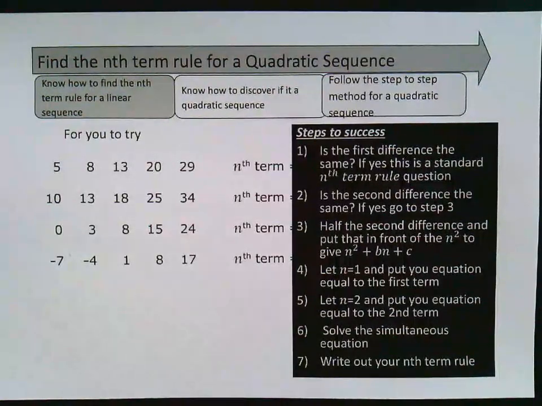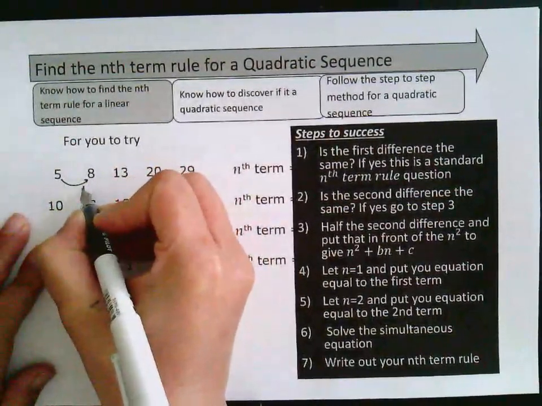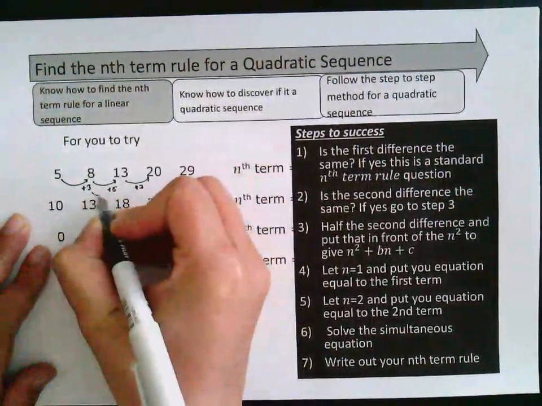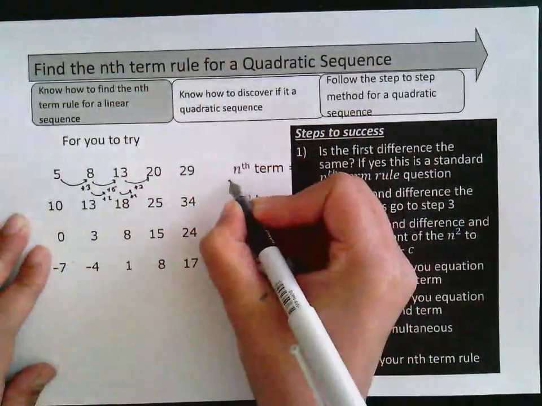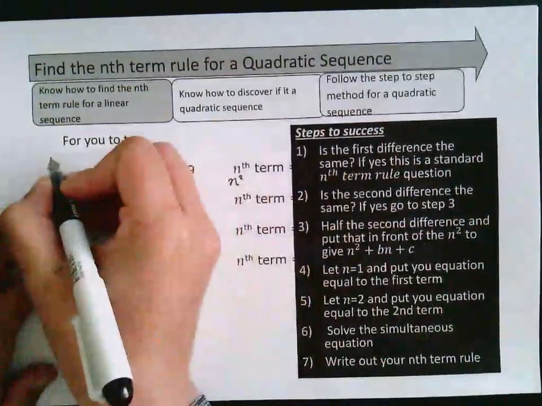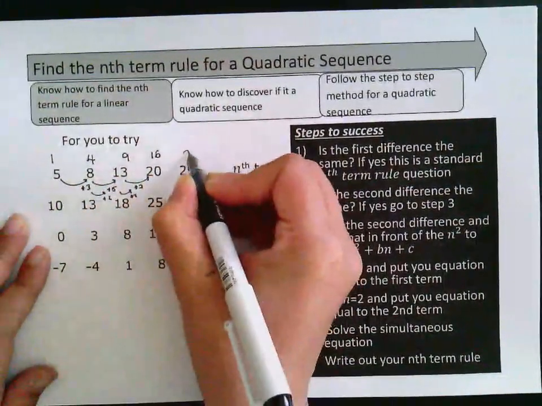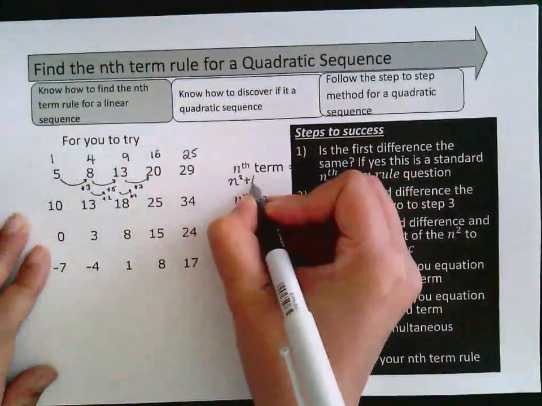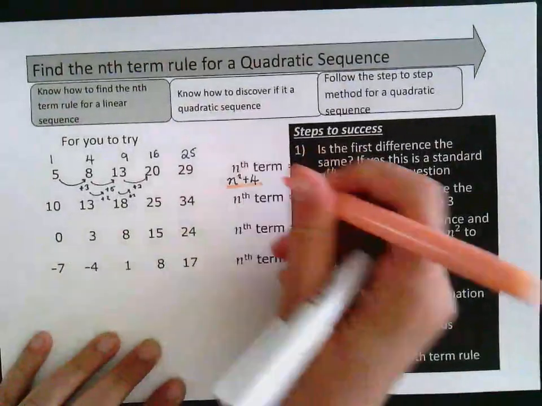Pause the video and come back once you have tried them. Okay, so the differences are 3, 5, 7. So again, it's going up in 2s. So that means my rule starts with n squared. Write my square numbers above. And I can see that this has increased by 4 each time. So n squared plus 4 is my answer.